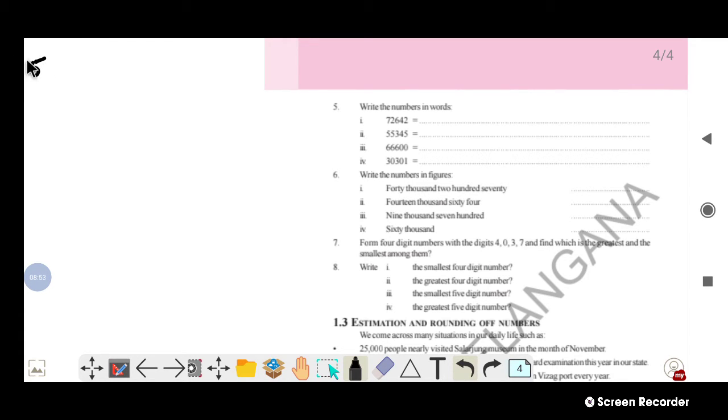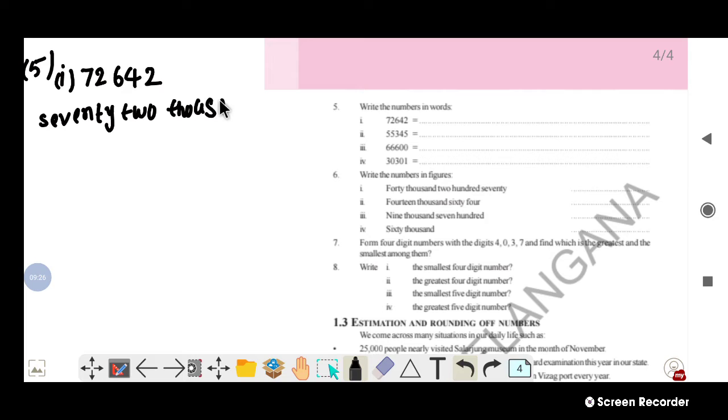Fifth question, first one. What is the first one in that fifth question? 72642. Write the full number in words. So 72,000. What is the answer, ma? 72,000. You know these place values. 72,000, 600.